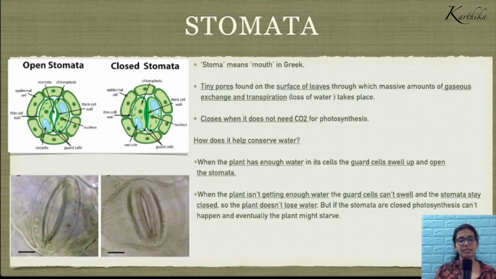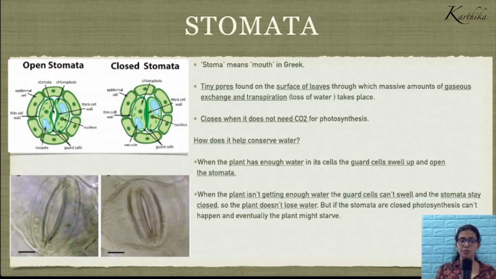Now, not just gaseous exchange, stomata also help in conservation of water. So, how does that occur? When the plant has enough water, that means the plant does not need any more water, the guard cells swell up and open the stomata. That means when the plant has enough water, it can afford to lose a little water through transpiration. So, in that situation, the guard cells swell up.